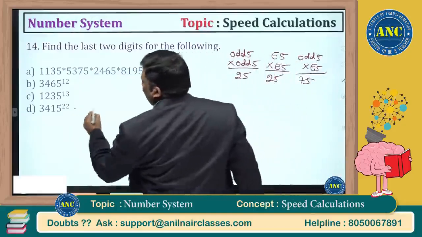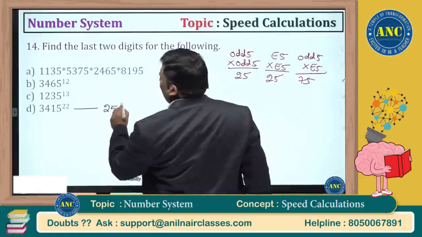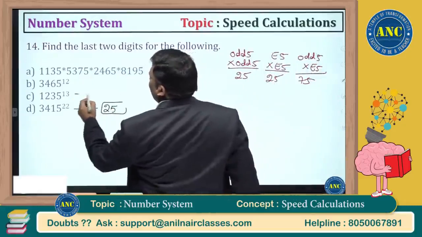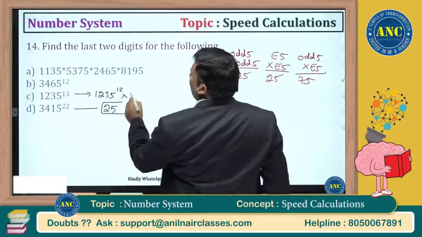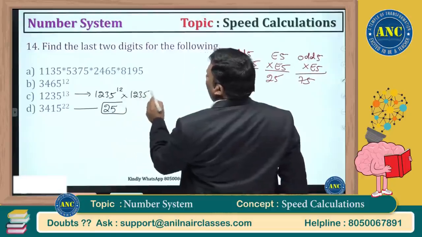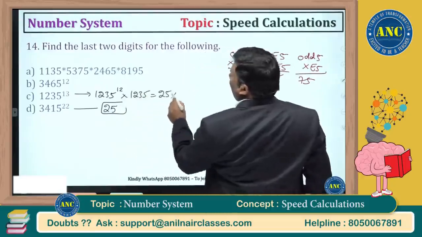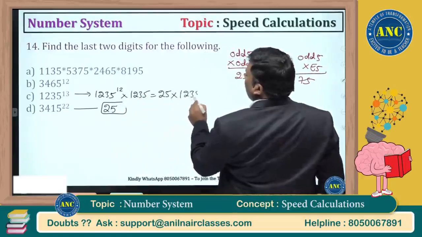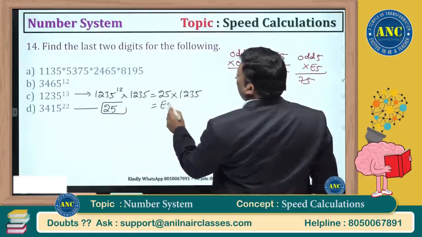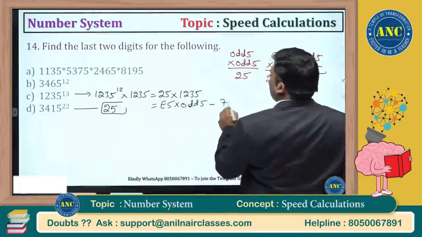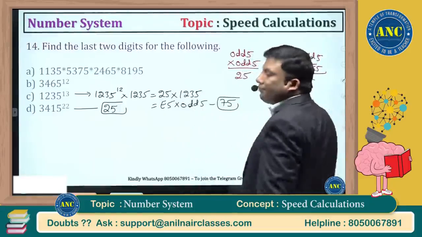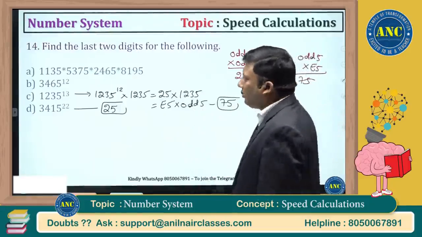Power 22. If the power is an even number, last two digits are 25. If the power is an odd number, 1, 2, 3, 5. Power 12, it is 25 into 1, 2, 3, 5. 2 is an even number. 1, 2, 3 is an odd number. Even 5 into odd 5. Last two digits will be 75.